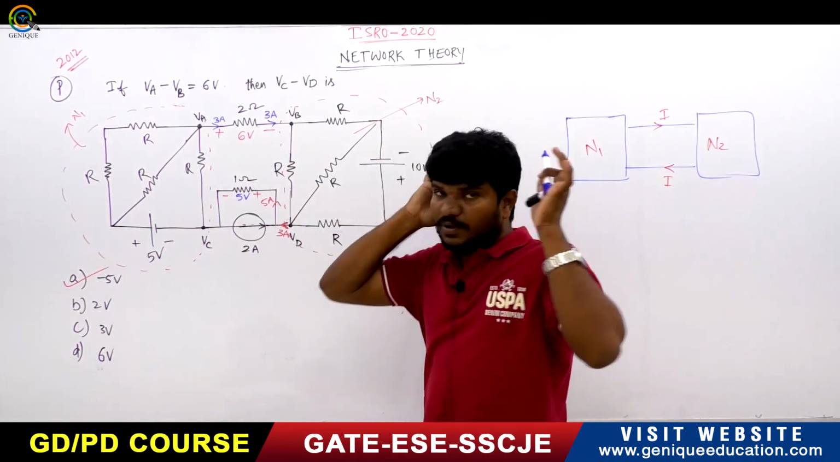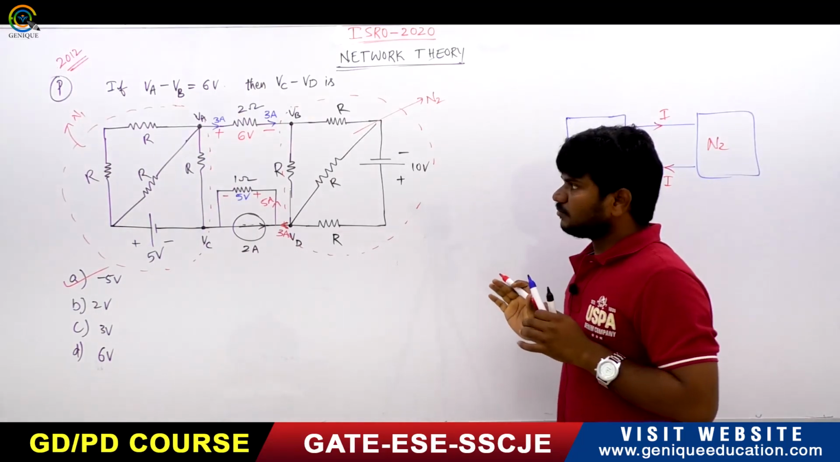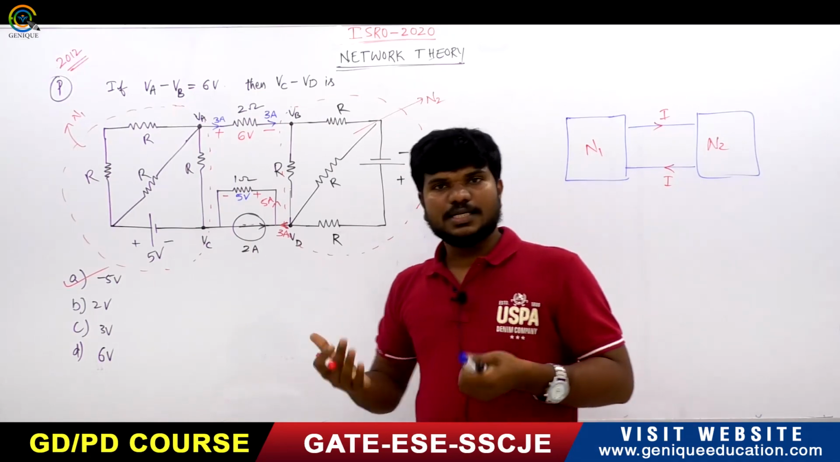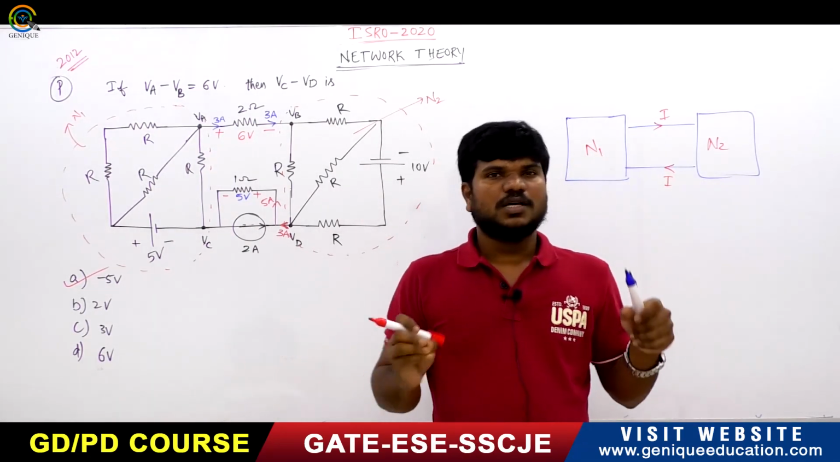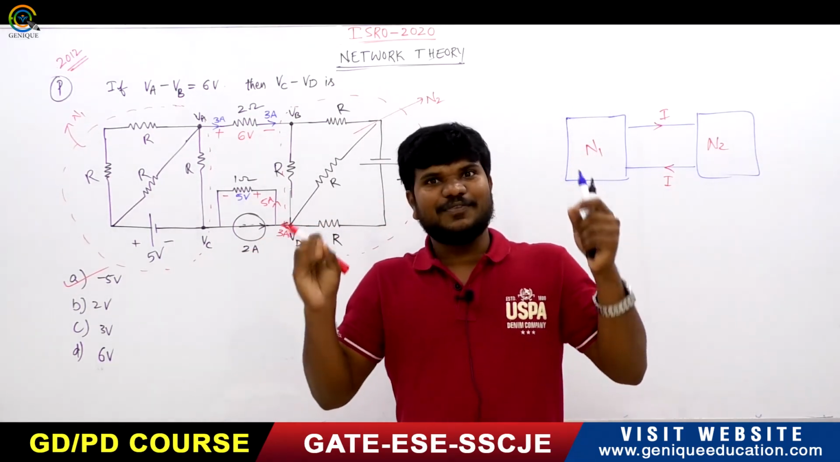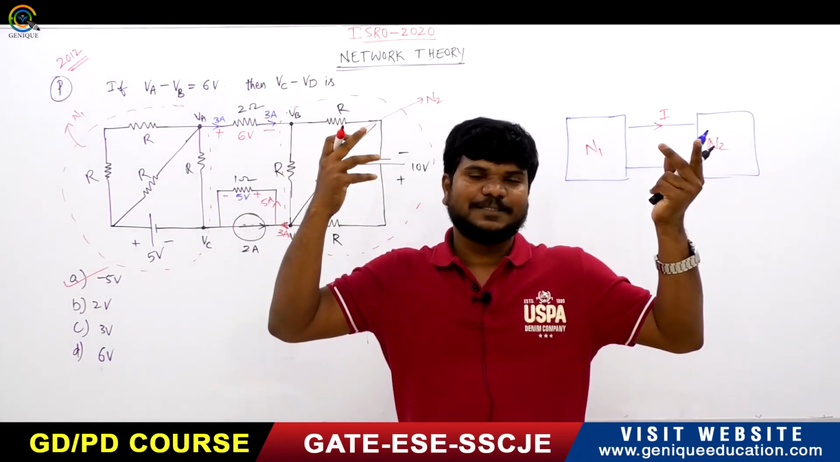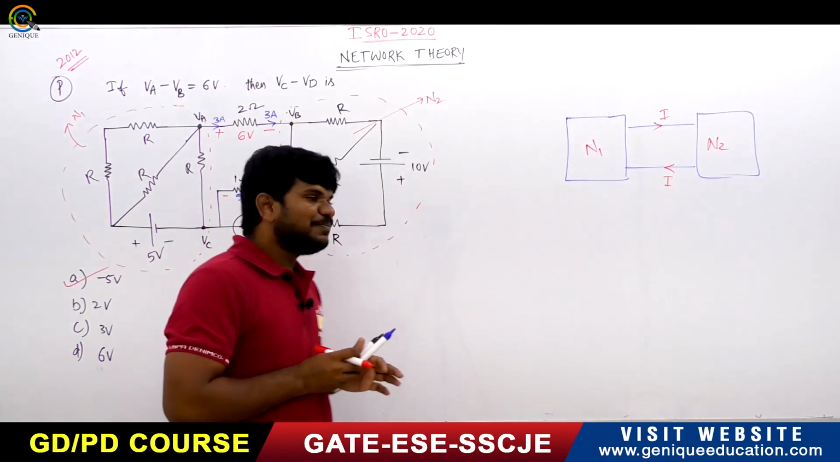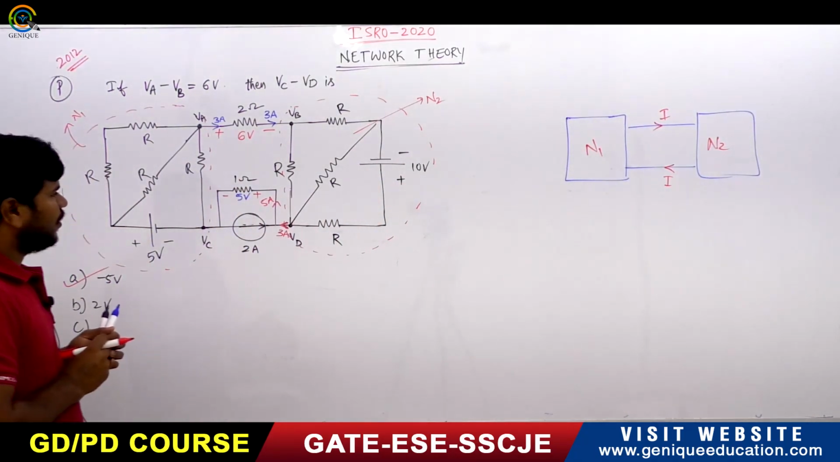So whenever you know this concept, you have to understand that if the circuit is big, there will be some clue. The circuit is big means definitely the clues will be more. So that's the thing you have to understand.